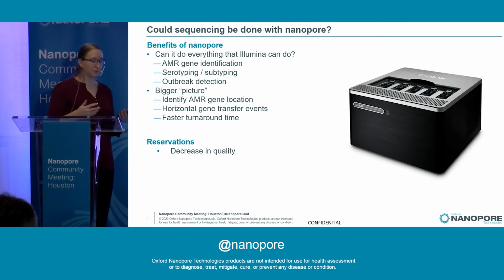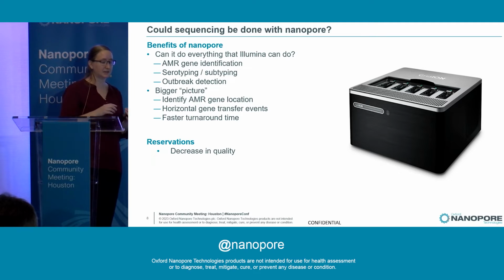But I think we can do more with nanopore sequencing, such as identify where those AMR genes are. Are they going to be chromosomally located? Are they going to be on a plasmid? Plasmids are more likely to be transferred from one bacterial organism to another. And so if you're trying to contain some sort of antimicrobial resistance gene, being able to track where it is in the organism is significant.